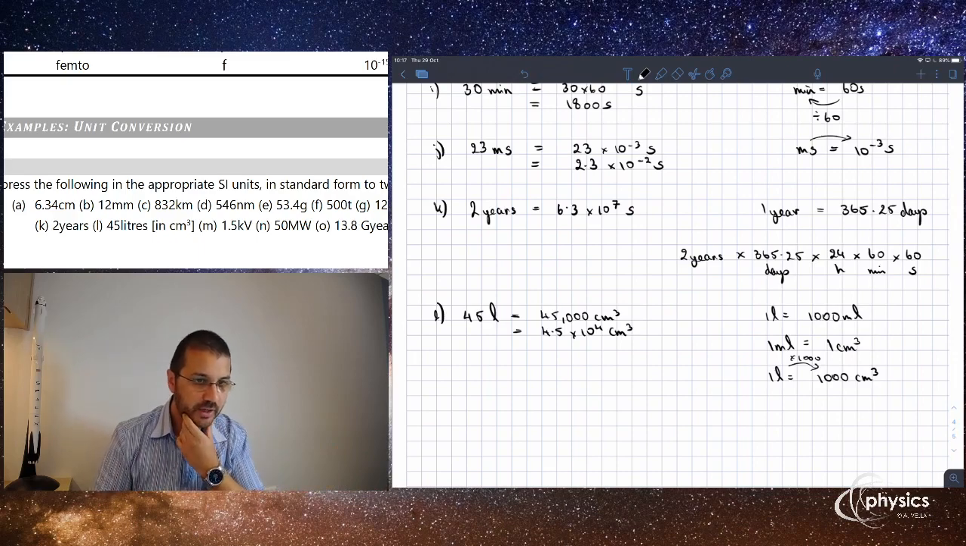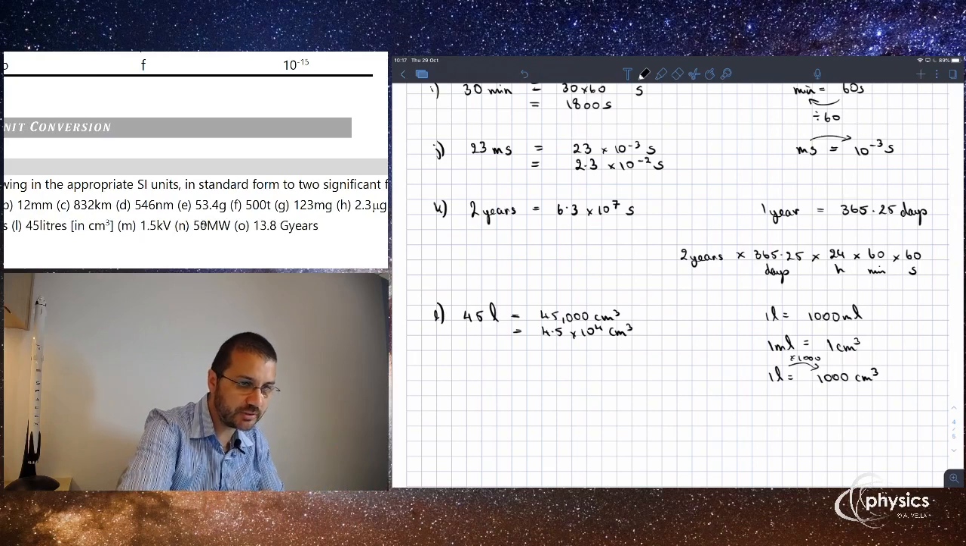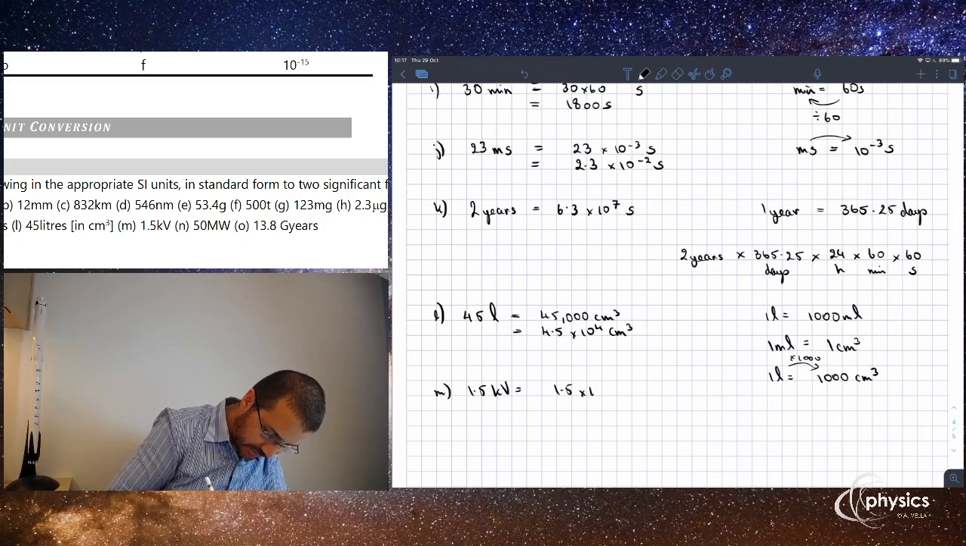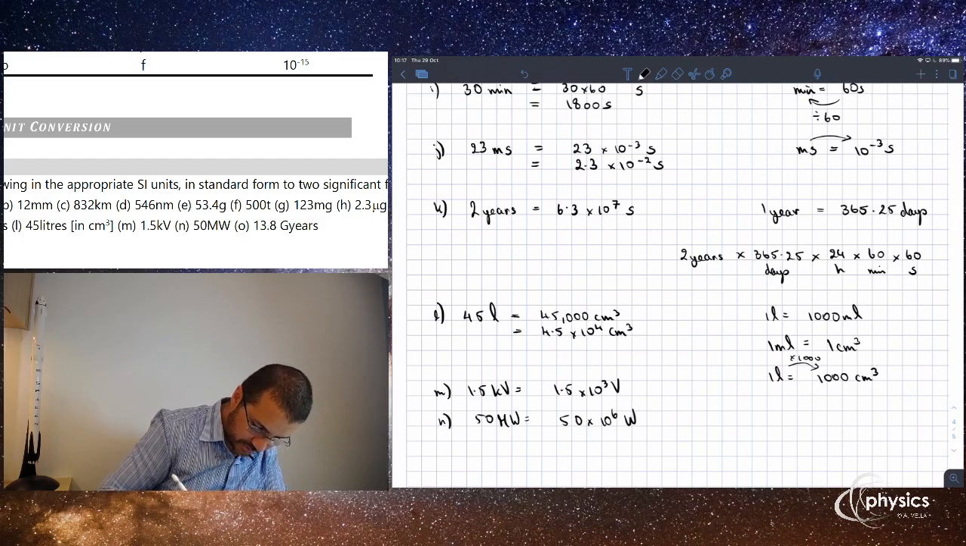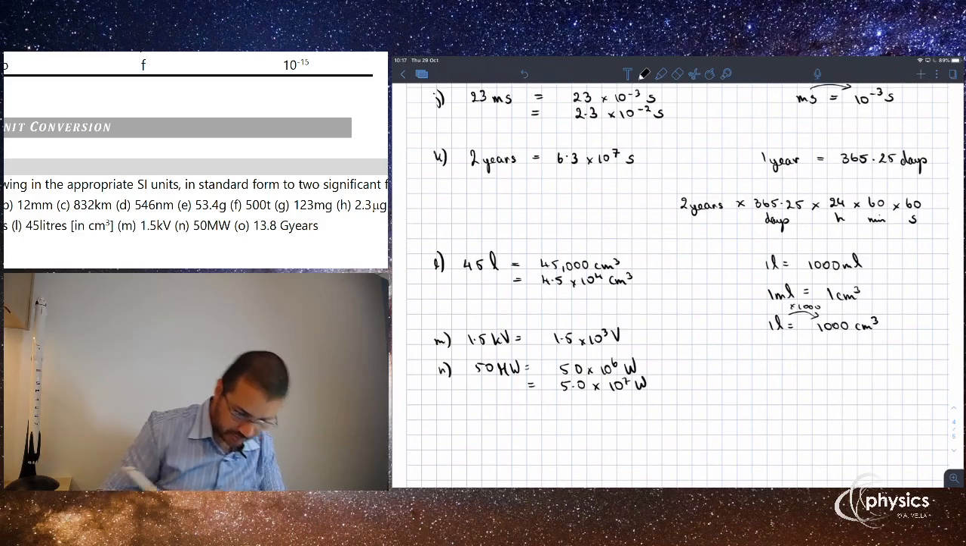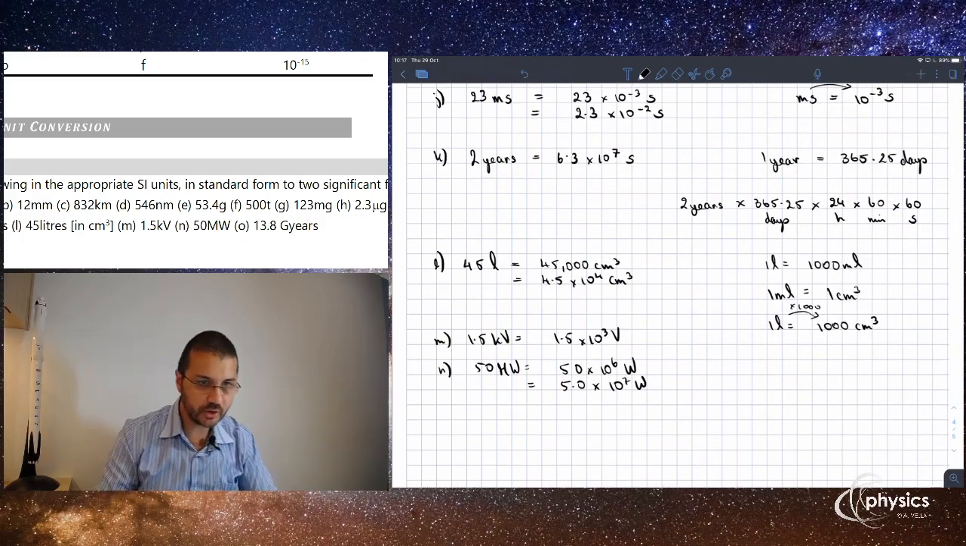today. Alright? 1.5 kilovolts, that's kilo, so it becomes 1.5 times 10 to the 3 volts. Then it's 50 megawatts, which is 50 times 10 to the 6, because it's mega, or 5 times 10 to the 7, just to write it formally.